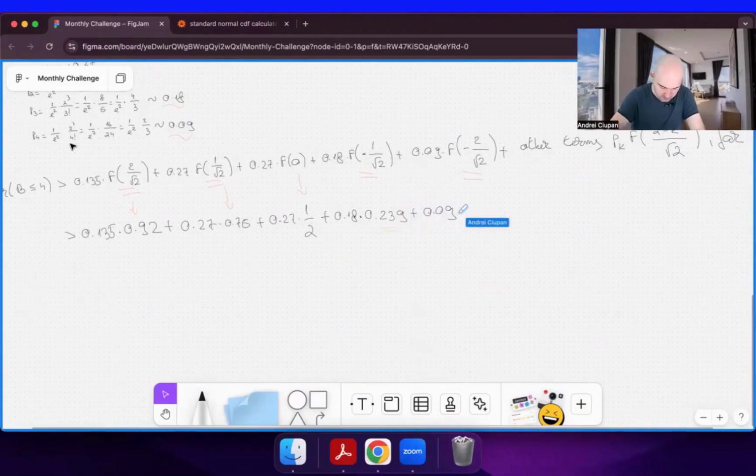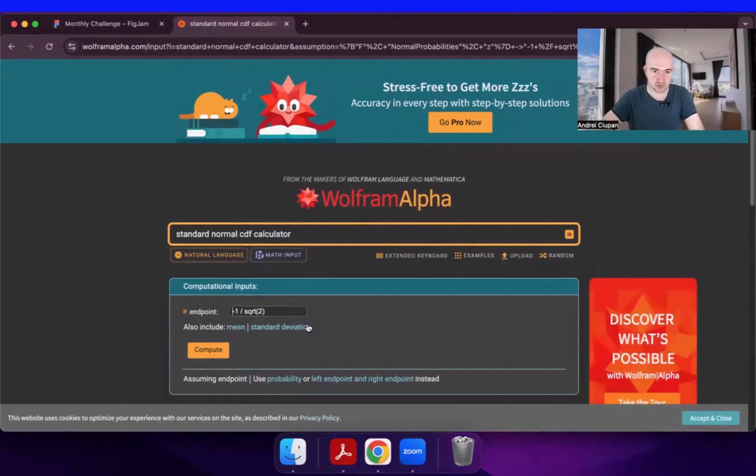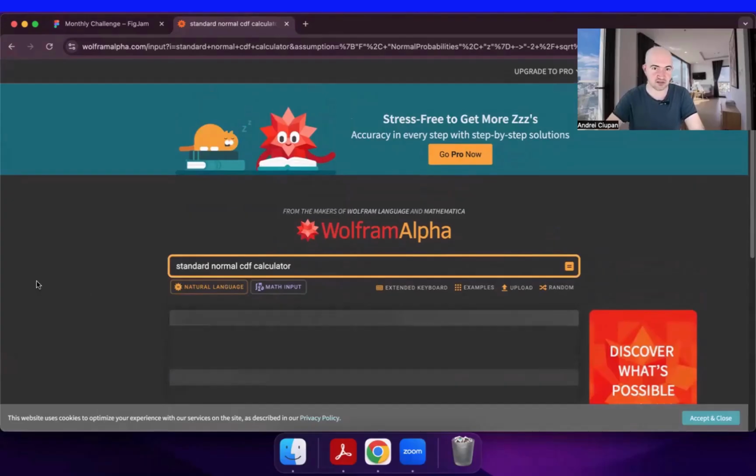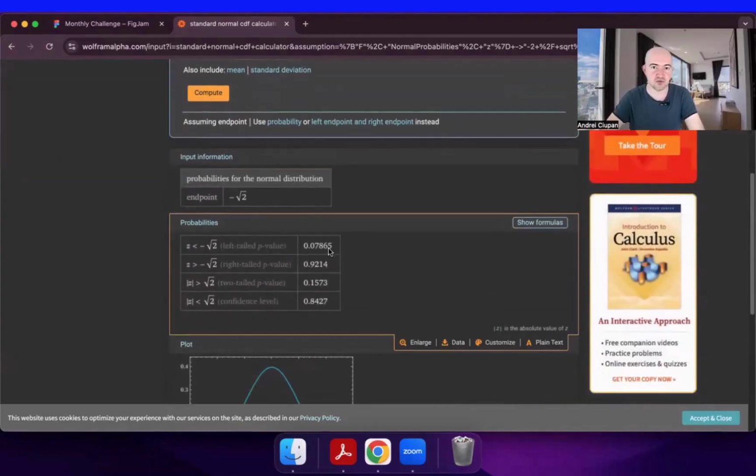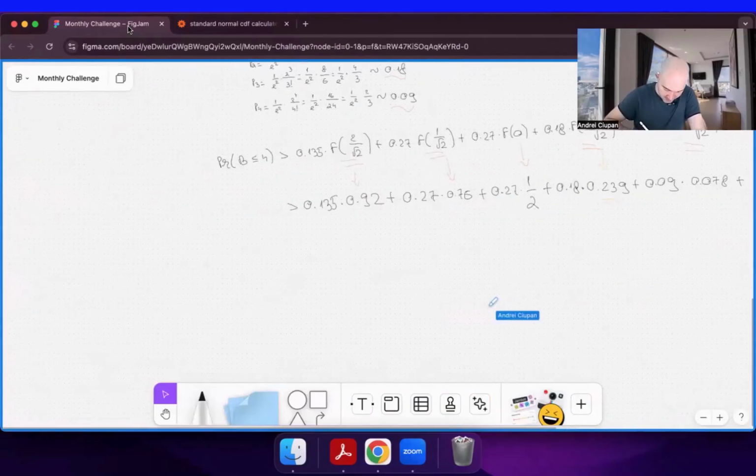And finally, 0.09 times, let's calculate this final probability. Minus 2 over square root of 2 is the same thing as saying minus square root of 2. They're going to correct it for us, basically. Minus square root of 2 gives 0.078 and some other stuff. So let's say 0.078, plus some other stuff. Yes, I wrote that it's bigger than this. This is true, but for now, let's just do an approximation, okay?